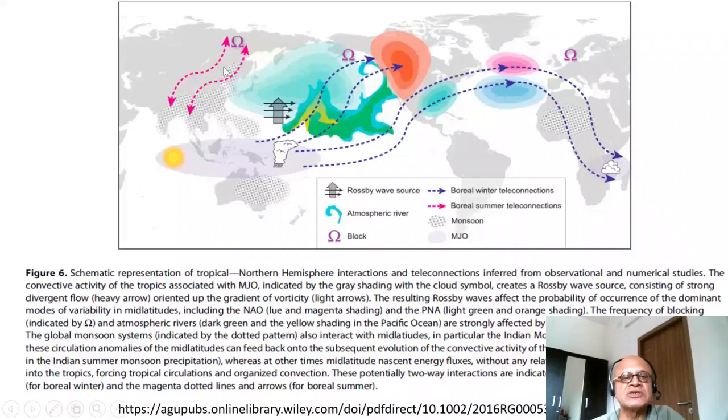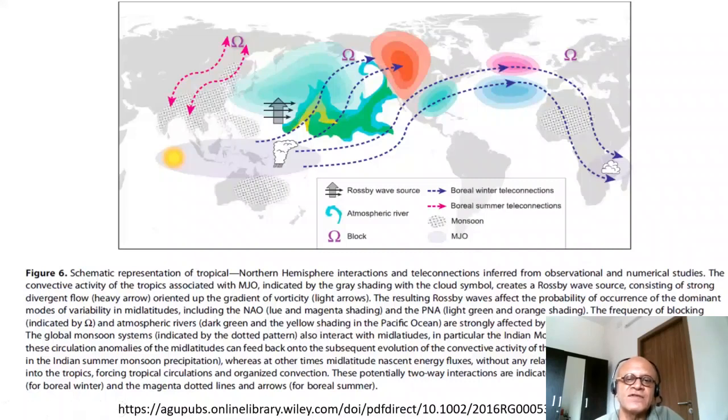Boreal summer teleconnections here go from the monsoon regions all the way into the Siberian region. That's the monsoon for South Asia, East Asia, and what is called the West North Pacific Meiyu-Baiu front here, and so on, and the Australian monsoon down here. We have the MJO activity here, which is able to generate the teleconnections as well. So this is a summary of the ideas we discussed.